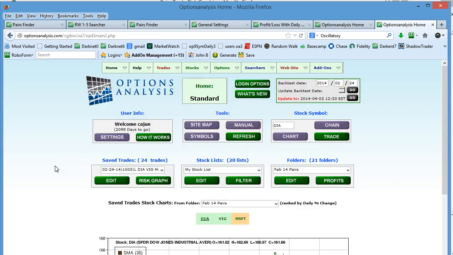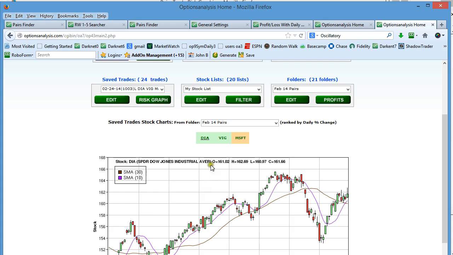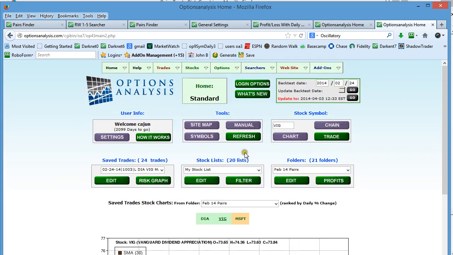So I've logged in to the home page of optionsanalysis.com, and sure enough, February 14 pairs is the folder that has been selected. Inside of them, it will look for what the stock symbols are that are inside these particular pairs. We know them to be diamond and we know them to be VIG. If I click on those two, it will show me the current situation of these stock charts for the two. And if I would like to see how I'm doing, I click on the profits link that you see below the folders pair on the right hand side.